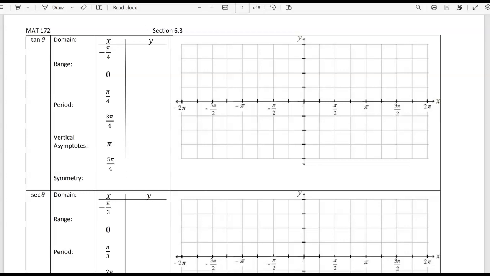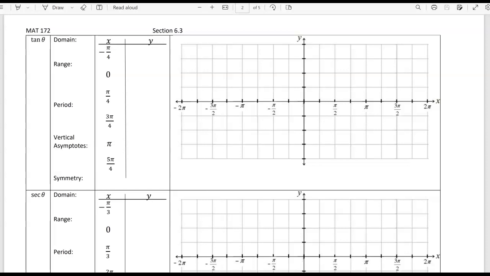Welcome back to another trigonometry video. In this video, we are going to look at properties of the 6 trig functions. And then we're going to get an idea of what they look like if we were to graph them. And then we're going to look at some identities. So let's get started.